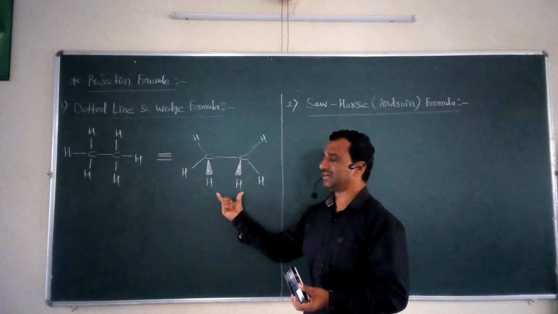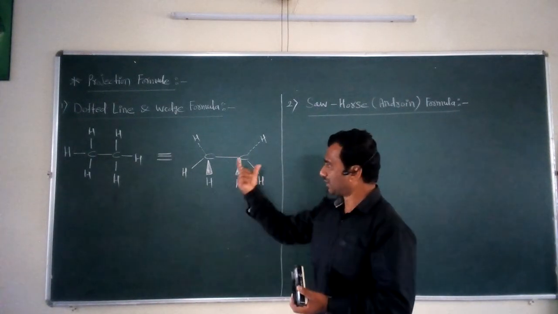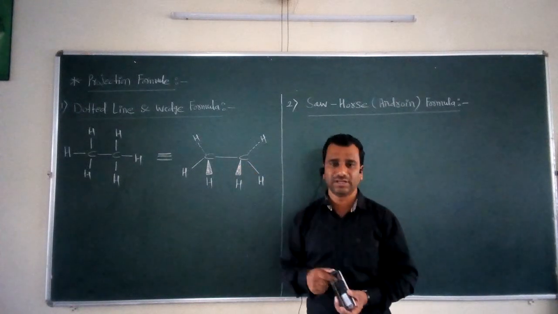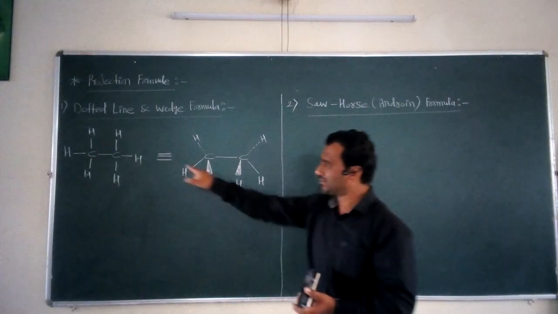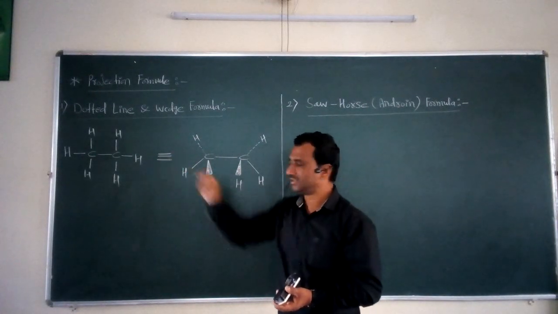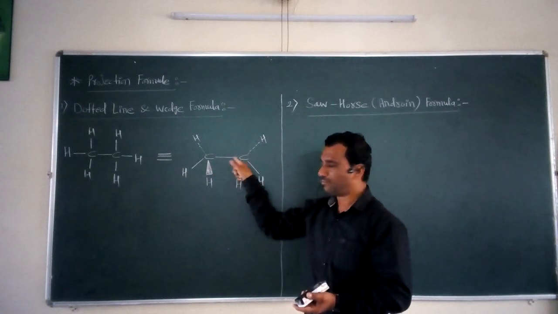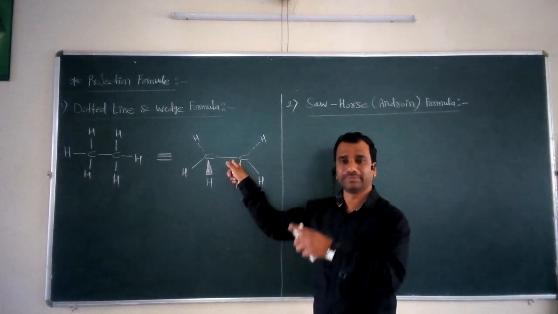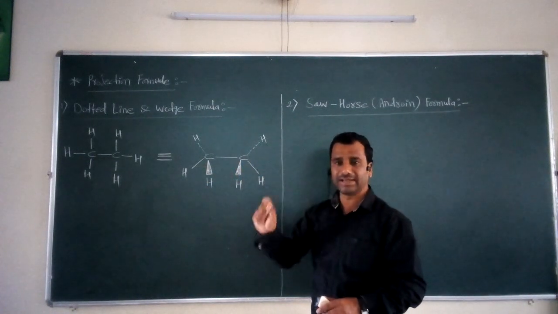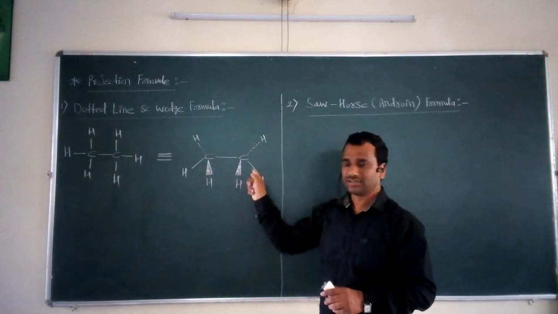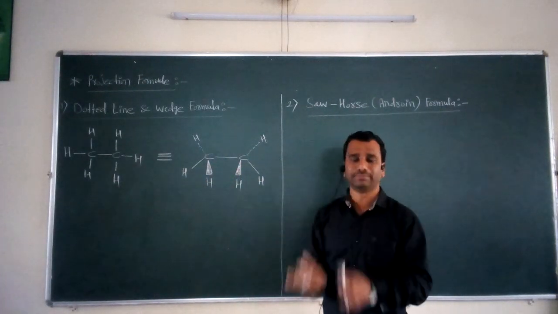Because in this method, in order to represent the chemical bonds between the carbon and hydrogens, dotted line, wedge line and regular lines are used, and that's why this method is called the dotted line and wedge formula. So, this is the first example, this ethane molecule. In order to represent the ethane molecule, first we take the regular bond between carbon and carbon in a given plane. In that plane, these two hydrogen atoms are present, which is indicated by the regular lines.